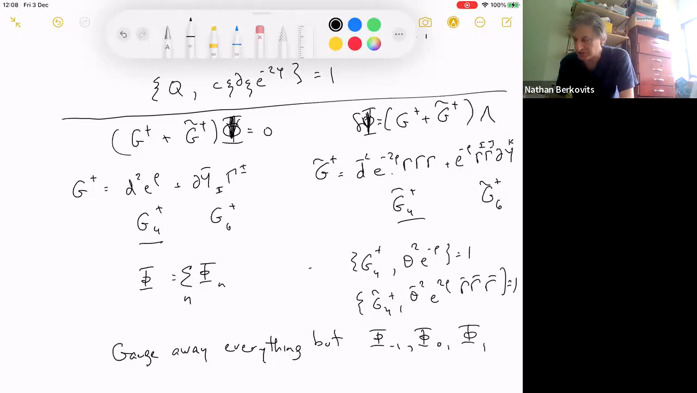So you use the gauge degrees of freedom. Of course, you have this gauge invariance here. You can show that you can gauge away all of the fields except for these 3. Phi 0 is essentially the thing we had before. We were restricted to the Calabi-Yau independent sector. If you want to include the sectors which depend on the compactification, you need to include also phi 1 and phi minus 1.